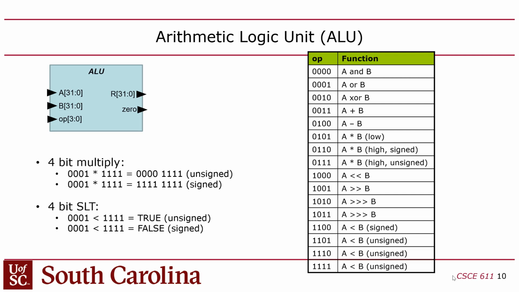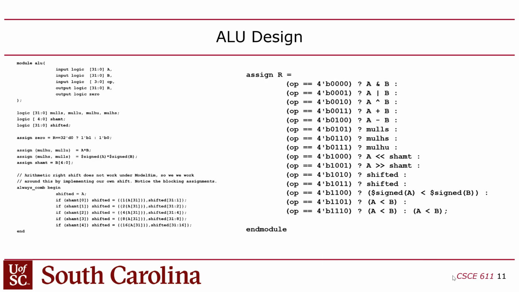I think there's like 13 operations, so some of these are redundant, but we have all the basic things we need. Bitwise logical and, or, XOR. We've got add, subtract, and multiply. For multiply, we have multiply low and multiply high. The multiply high has a signed and unsigned version, just like the RISC instructions do. And set less than, and shifts. That's pretty much it. A pretty basic set of operations. That's the code for it. And again, we're going to give you this as part of the project skeleton.